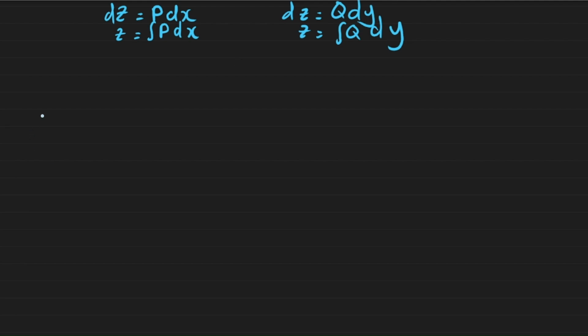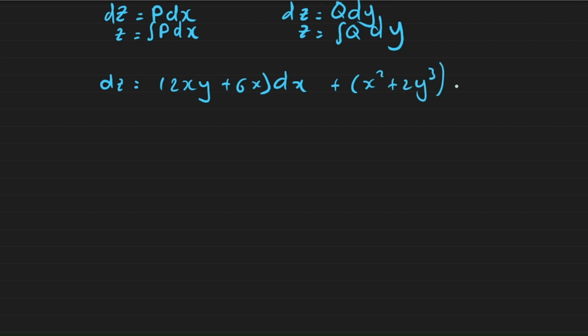So that example is dz is equal to (2xy plus 6x) dx plus (x squared plus 2y cubed) dy. So as before, we let the first term equal to p and the second term equal to q. So p would equal 2xy plus 6x, and q would equal x squared plus 2y cubed.